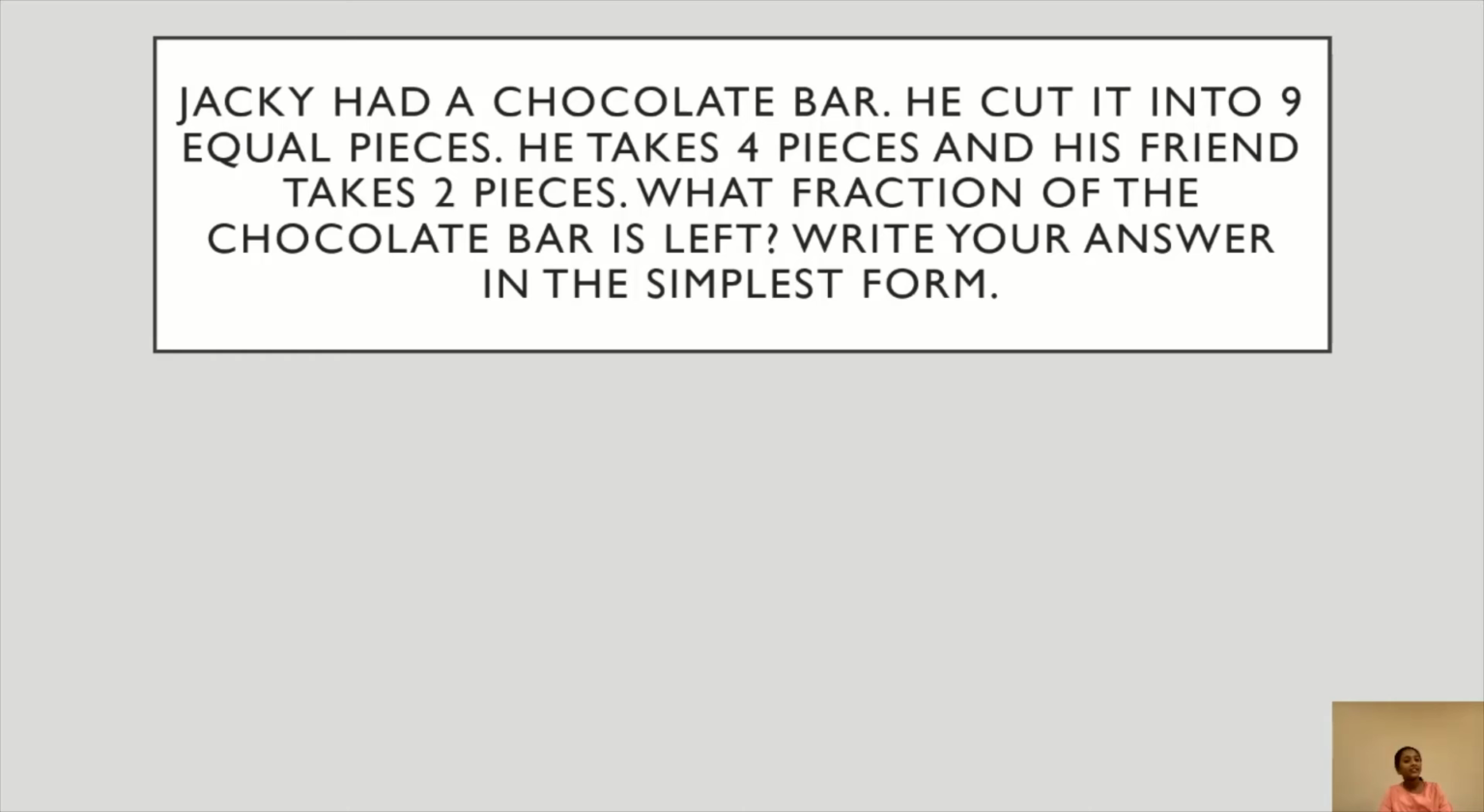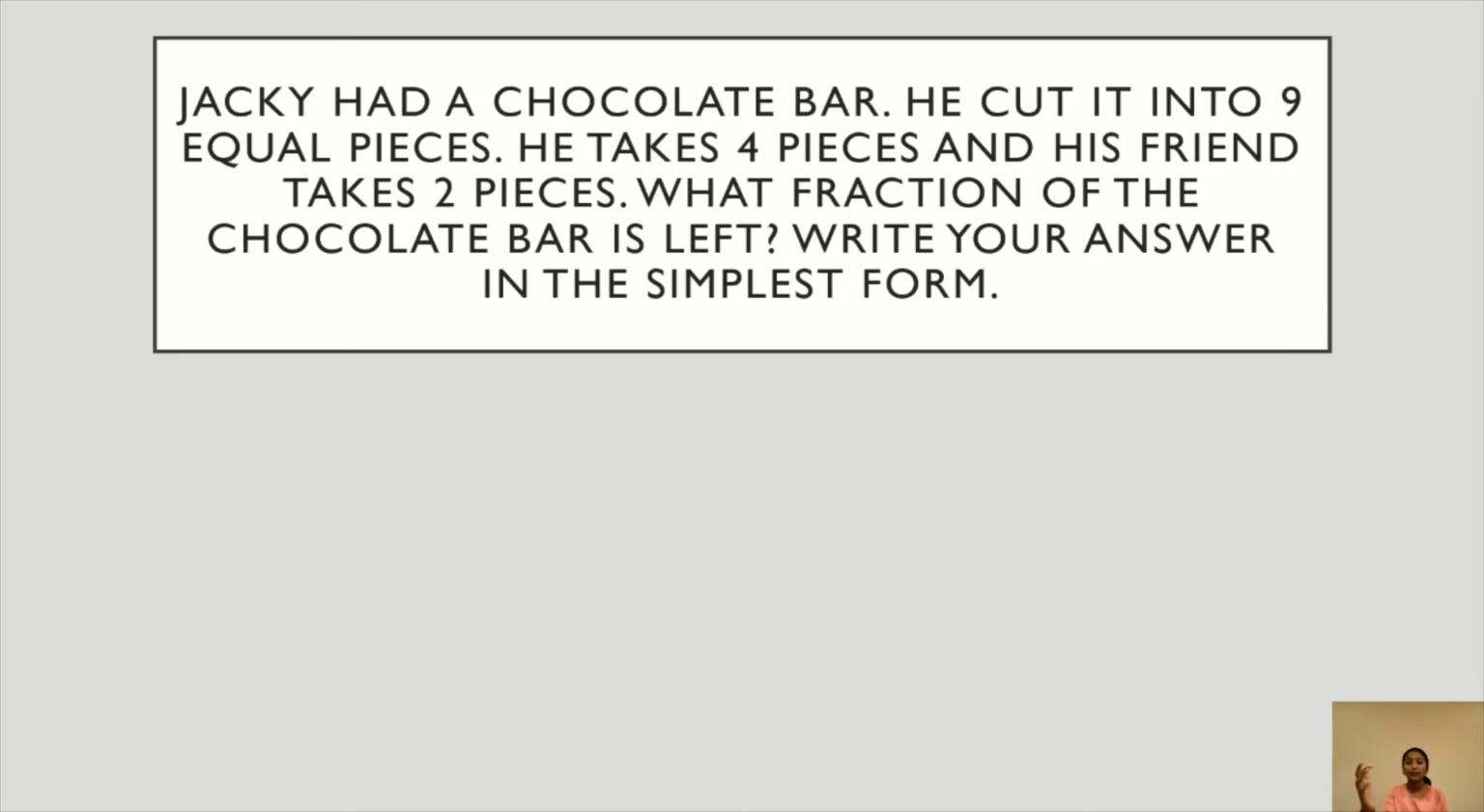Jackie had a chocolate bar. He cut it into 9 equal pieces. He takes 4 pieces and his friend takes 2 pieces. What fraction of the chocolate bar is left? Write your answer in the simplest form. In this, it is a little harder because there's one little extra step.